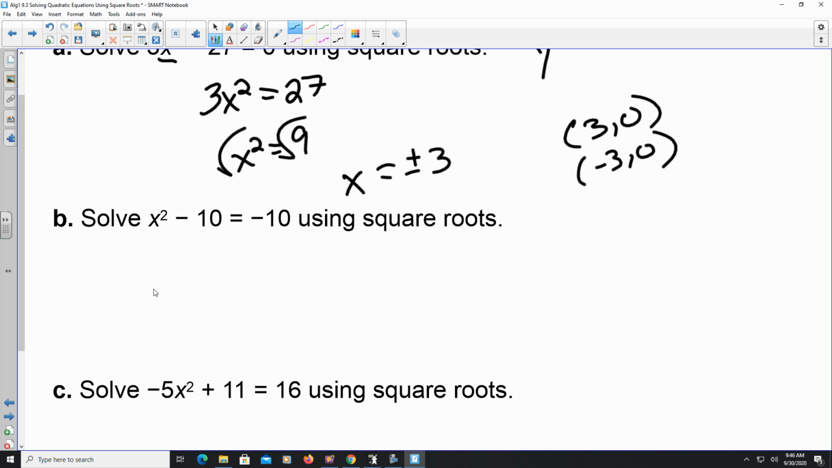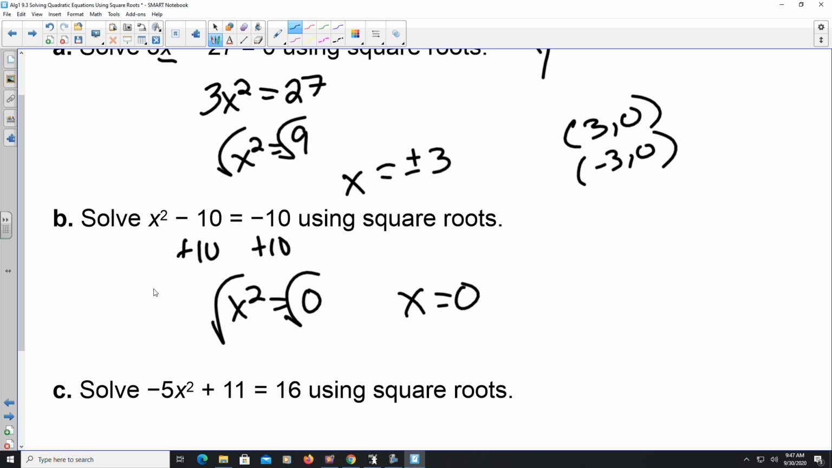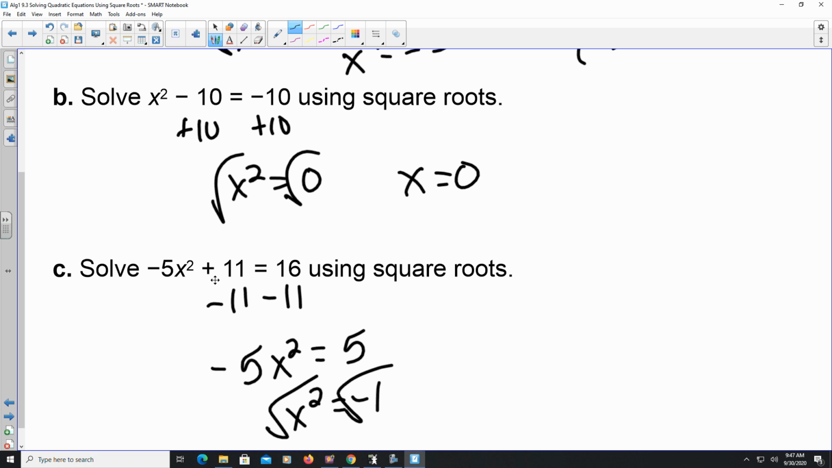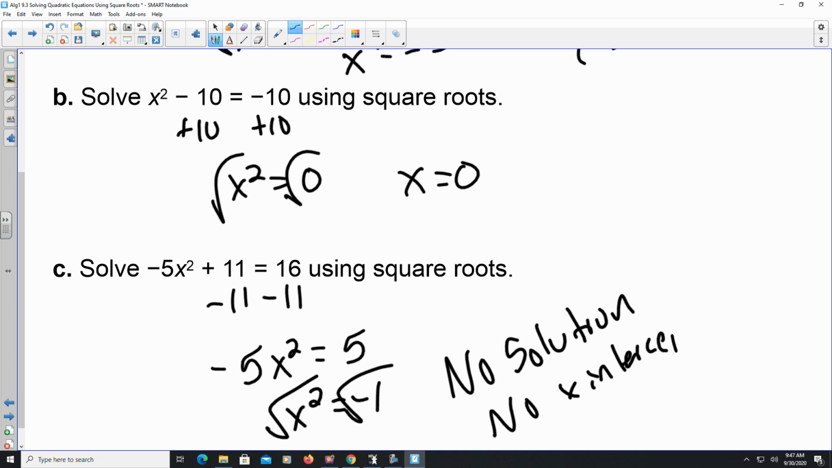If you looked at b, I'm going to add 10 to both sides. So now I've got x squared is equal to 0. Take the square root of that, so that means x equals 0. For c, subtracting 11 from both sides, now I've got negative 5 x squared is equal to 5. Dividing by negative 5 on both sides, now I've got x squared equals negative 1. I cannot take the square root of negative 1, so I have no solution, or I have no x-intercepts.